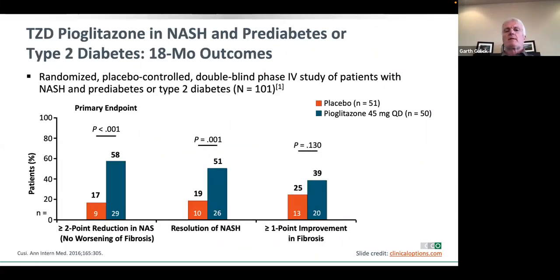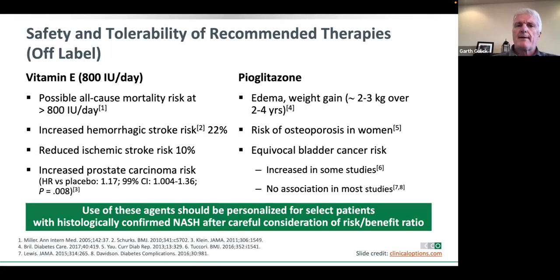Actos, pioglitazone, has data going way back. And I don't think they'll ever, with a generic medication, seek FDA approval. But you can clearly see whether it's NASH or improvements in liver scores, strong statistical information, and other data.